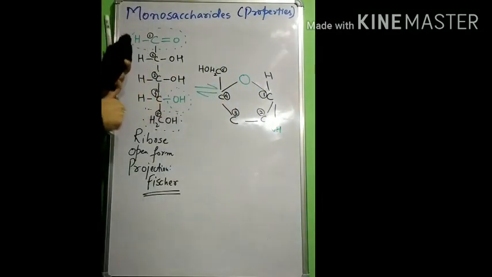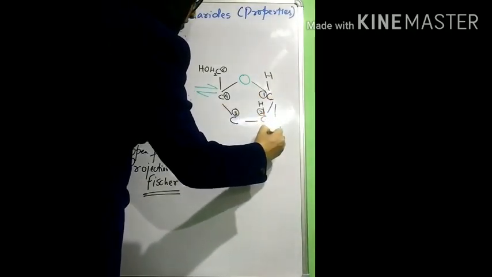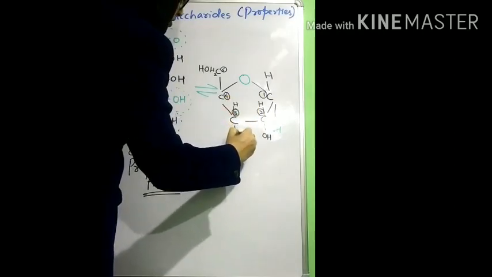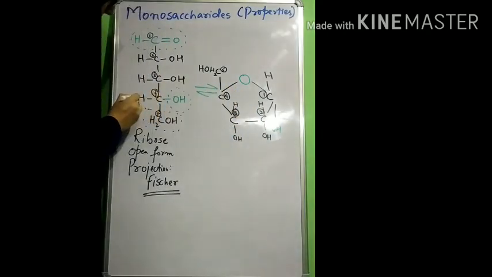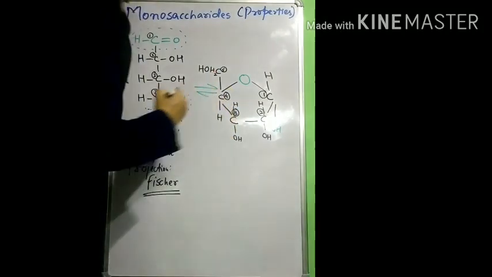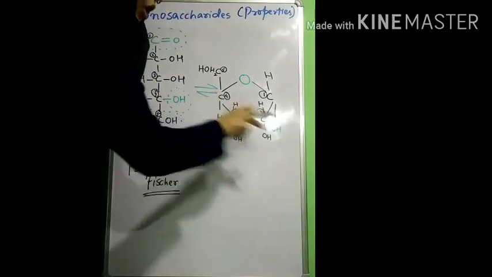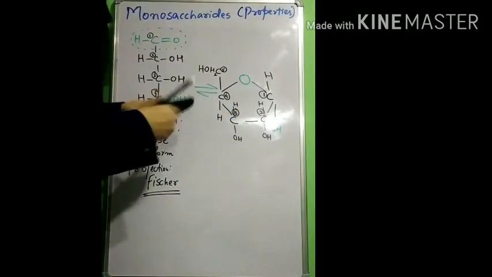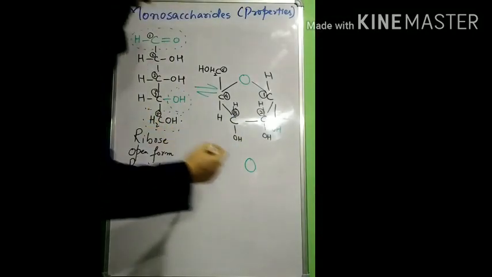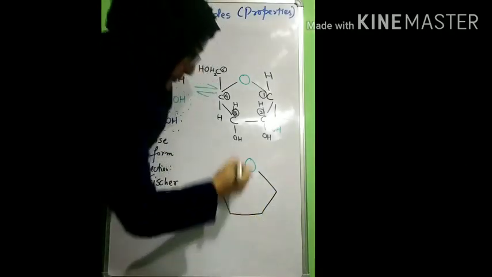Then you will have over here H and OH. Carbon number 3, it's H and OH. Carbon number 4, it's H and CH2OH. CH2OH we have shown, and this is its H. I can simplify this. You are not supposed to show carbons because the corners will represent the carbon. So I will show it like this. Oxygen is now part of the ring. This is the simplified version of the same ring.